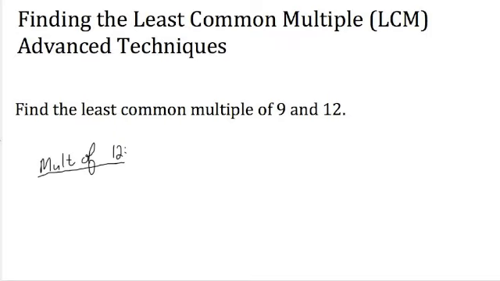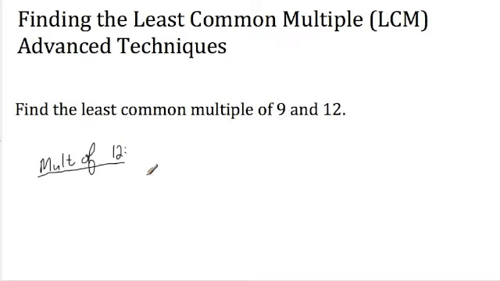Each time you list a multiple of 12, ask yourself, is that number also a multiple of 9? If the number appears on the list of multiples of 12 and is also a multiple of 9, it will be a common multiple. And if we start with the smallest multiples of 12, that will guarantee that it will be the least common multiple. So let's explore how to do this.